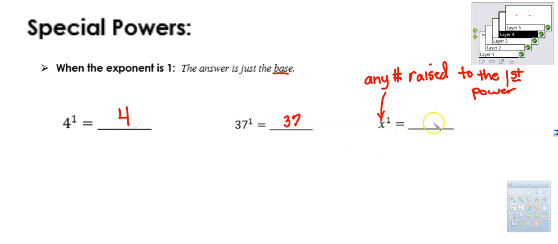Our answer would be 2. If I say it's 5, 5 to the 1st power, our answer would be 5. We don't know what that number is, but we do know that if you raise it to the 1st power, you get that number back. So any number raised to the 1st power is that base back. So that's a general rule. Any number raised to the 1st power is itself. So when you see these problems, they're so easy. You just have to rewrite the base.